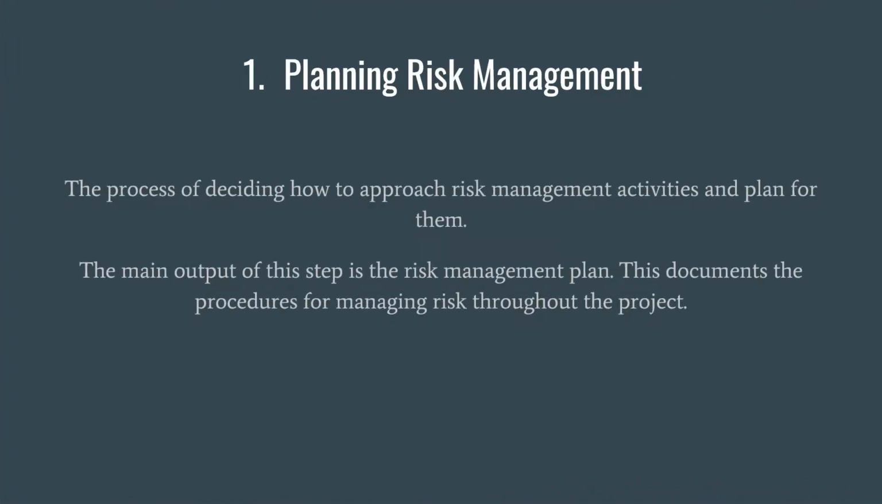The first step in project risk management is planning the risk. This is the process of deciding how to approach risk management activities and plan for them. The main output of this step is the risk management plan, which documents the procedures for managing risk throughout the project.